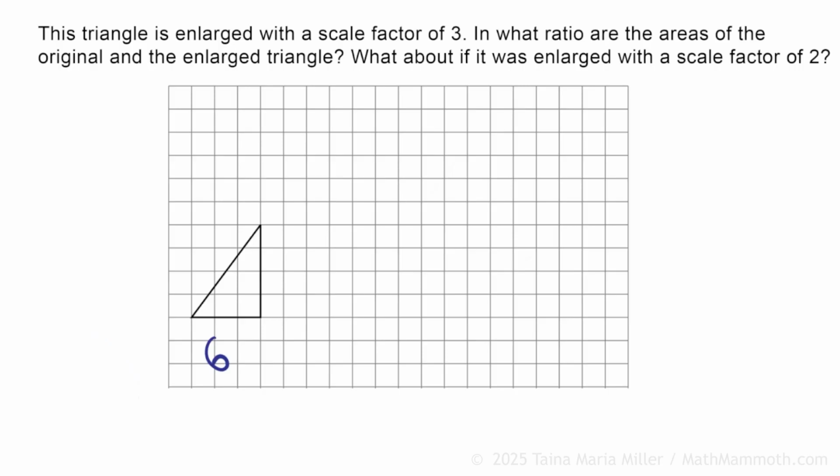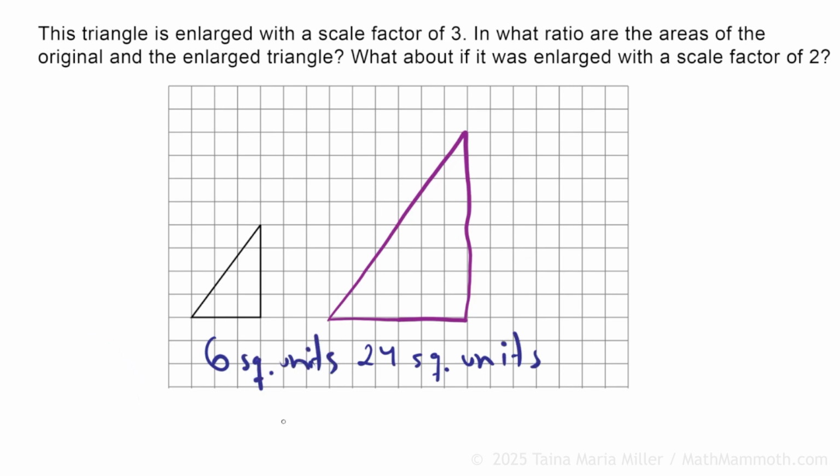Now, what if we use the scale factor of 2 and make it 2 times as big? Here this side is 3 units, and I will make it 6 units. This side is 4, I'll make it 8. So now what is the area? This is 6 times 8, 48, divided by 2 is 24 square units. And this is 6 square units. So the ratio is 6 to 24, which is 1 to 4.